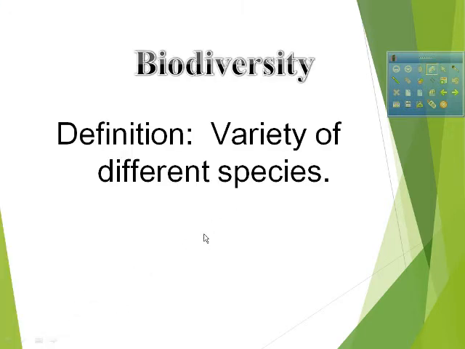Okay, so biodiversity, the definition is really basic. It's just a variety of different species. What number of species, how many different species do you have at a specific location? In one ecosystem, in one area, in one world, whatever area you're talking about.